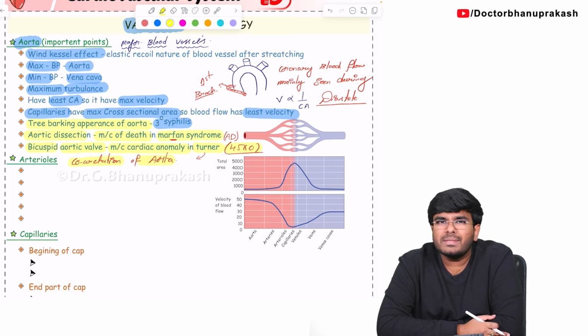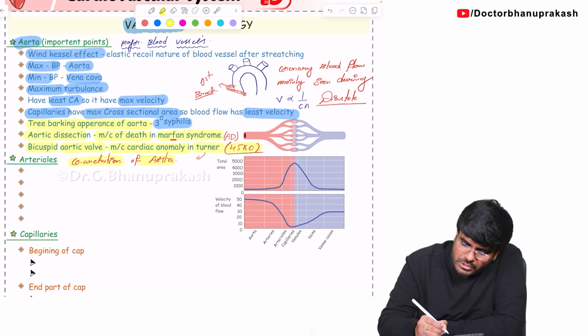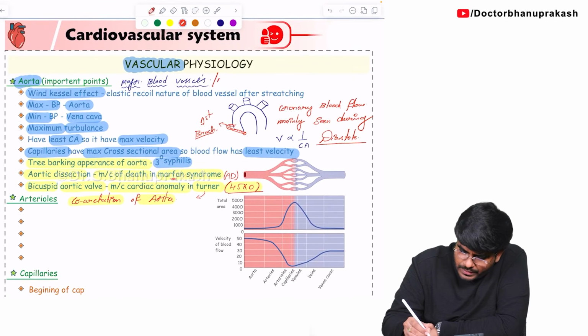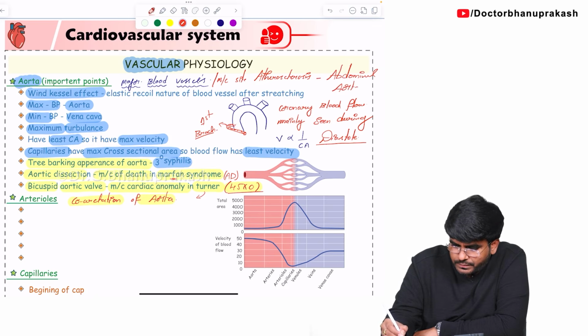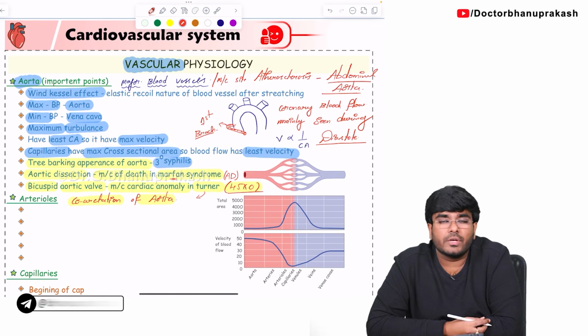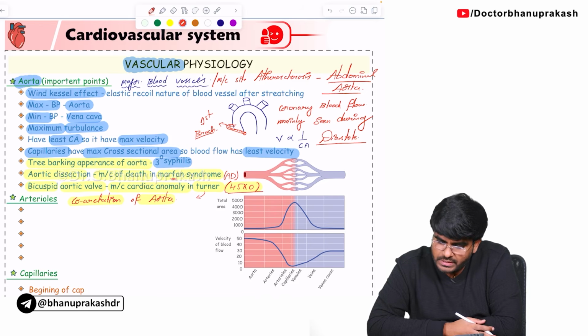What is the most common blood vessel in your body which is at risk of atherosclerosis? We are discussing aorta, so definitely the answer is aorta. Which aorta? Is it ascending aorta, thoracic aorta, abdominal aorta? It's abdominal aorta. So let me write here, the most common site for atherosclerosis is abdominal aorta. Okay, and that's the most common site for aneurysms also, aortic aneurysm.